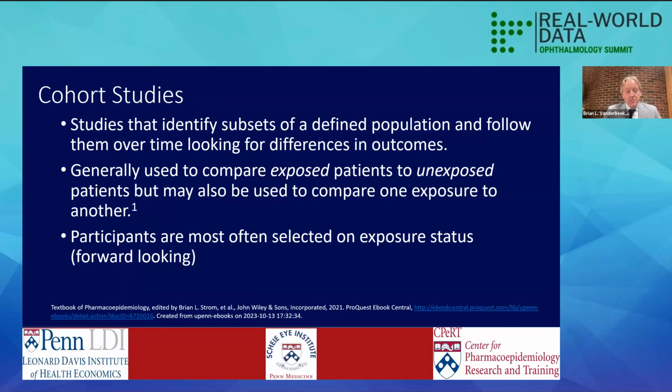So first, to define a cohort study, this is a study that identifies a subset of a defined population and follows them over time, looking for differences in outcomes. These are generally used to compare exposed patients to unexposed patients, but may also be used to compare multiple exposures to one another. Once you select the exposure status, these tend to be forward-looking. So you're going to look forward in time to see if an outcome occurs.